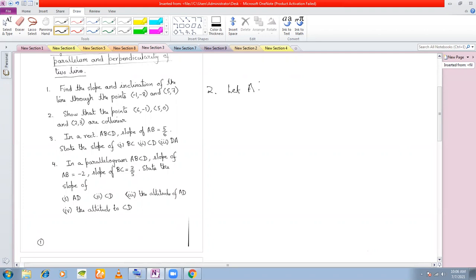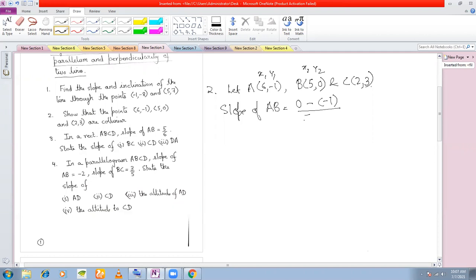Let us call this point A as (6, -1), this point B as (5, 0), and this point C as (2, 3). First of all we find out the slope of AB. That means this is x1, y1 and this is our x2, y2. So this will be 0 minus of -1 divided by 5 minus 6. This you get as 1 by -1, which is equal to -1. Let us call this slope M1.